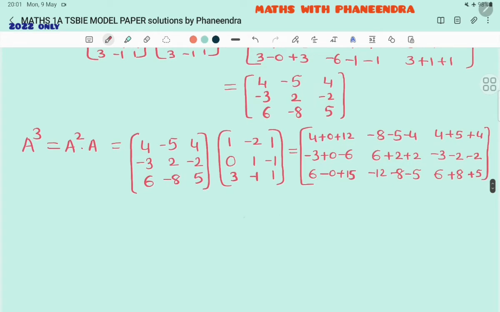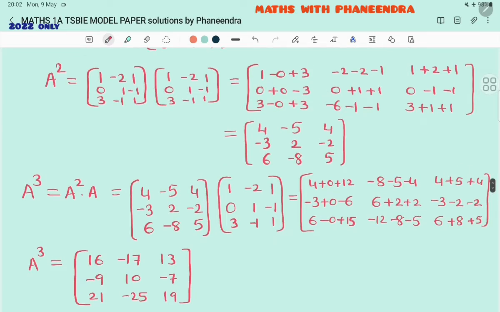So a cube value, a cube equal to 12 plus 4, 16, minus 5 minus 4 minus 9 minus 8, minus 17. 8 plus 5, 13. Here minus 9, 10. Next minus 7, 21, minus 25, 19. So a square we got it and a cube also we got it.